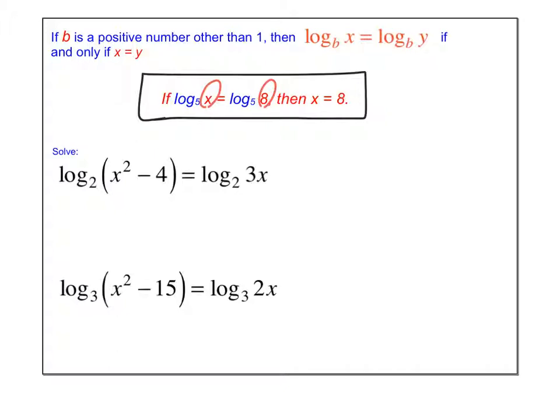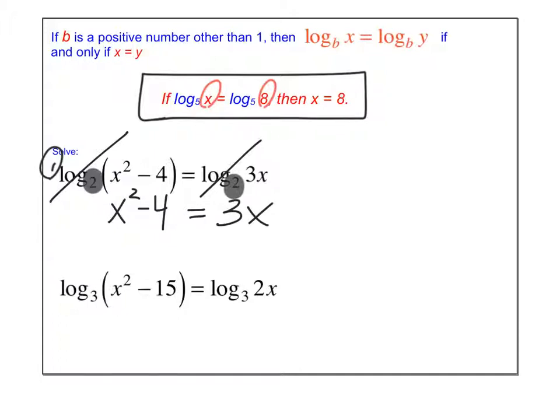In this example, number 1, it says the log base 2 of x squared minus 4 equals the log base 2 of 3x. When we notice the logarithms have the same base, what we can do is drop the logarithms. We can essentially get rid of them, and now we're left with x squared minus 4 equaling 3x. This can only happen if the bases are the exact same on both sides.